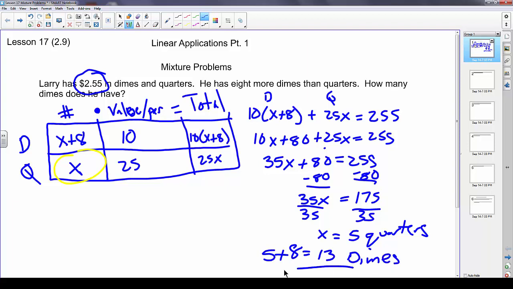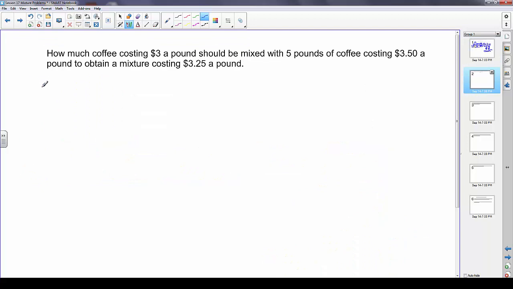This is very similar, except we don't have pennies, dimes, nickels, quarters. We have values for certain amounts of coffee. One $3 per pound, one $3.50 per pound, and we're trying to create a 325 pound bag. All right. So this is a little bit different, but it still involves money, and there's still quantities for each. So here we go.